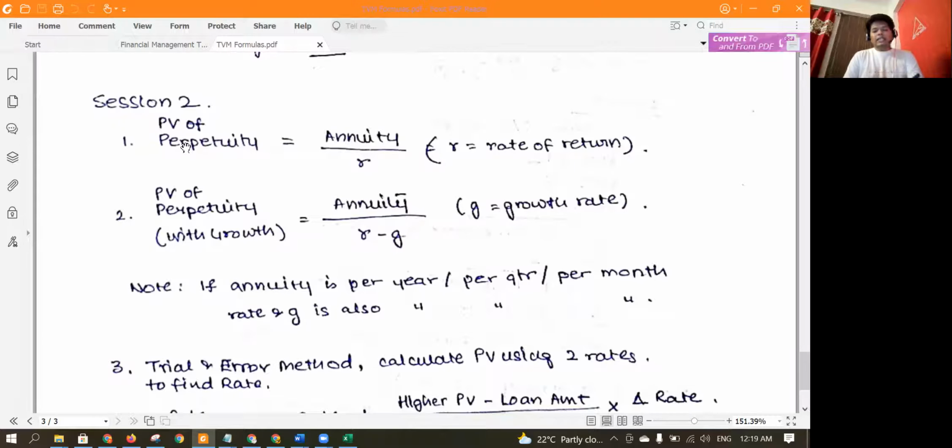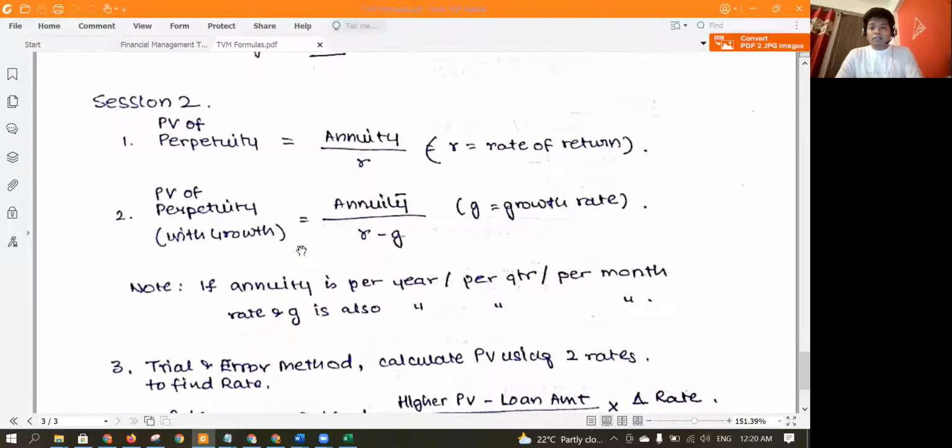So in that case, suppose you are getting 100 at a 12% rate, so 100 divided by 0.12, and the amount will be 833. How this happens is that because of the discounting, even though you're getting an infinite amount of money, that money, as it goes along into the future, keeps getting discounted and discounted, and after a certain point of time it's very insignificant. So that's why this formula works.